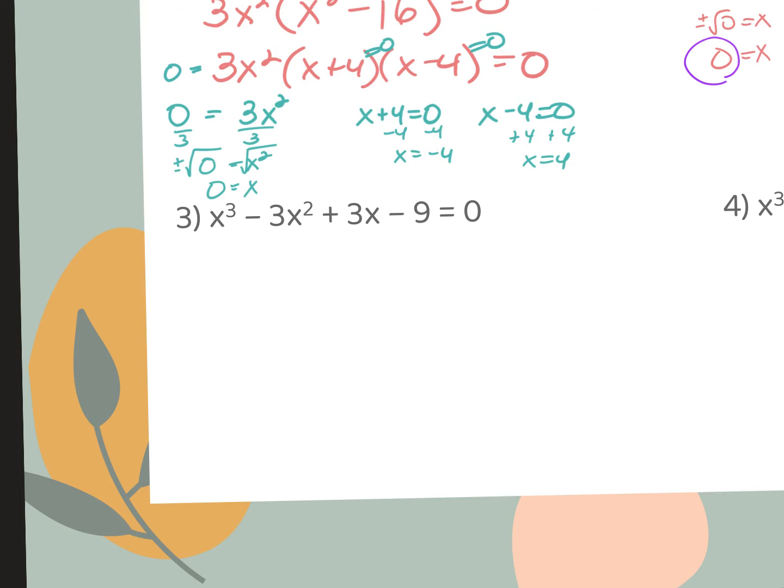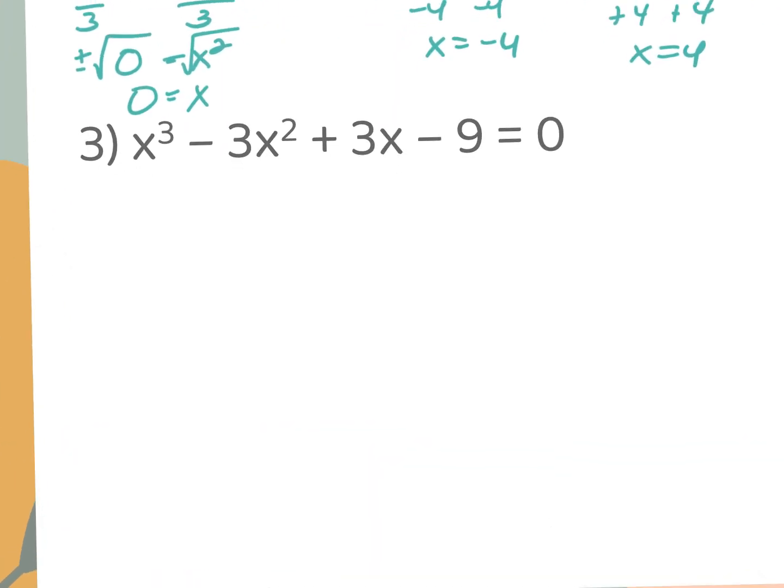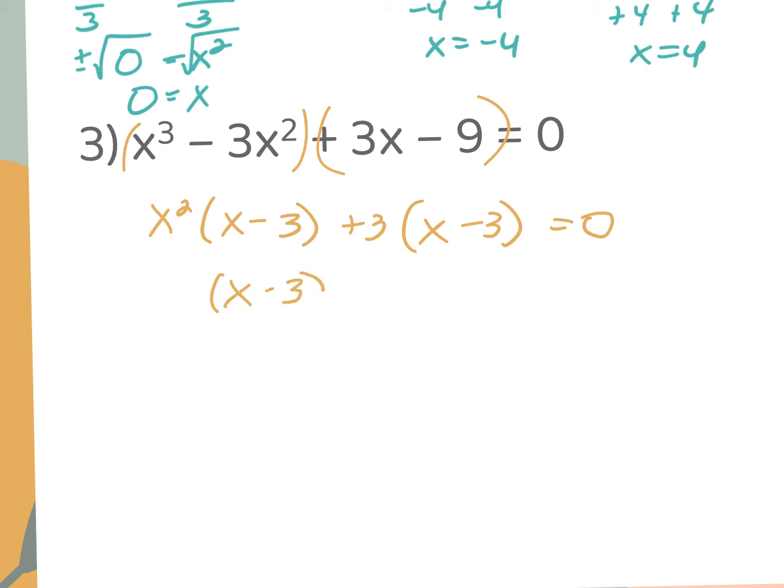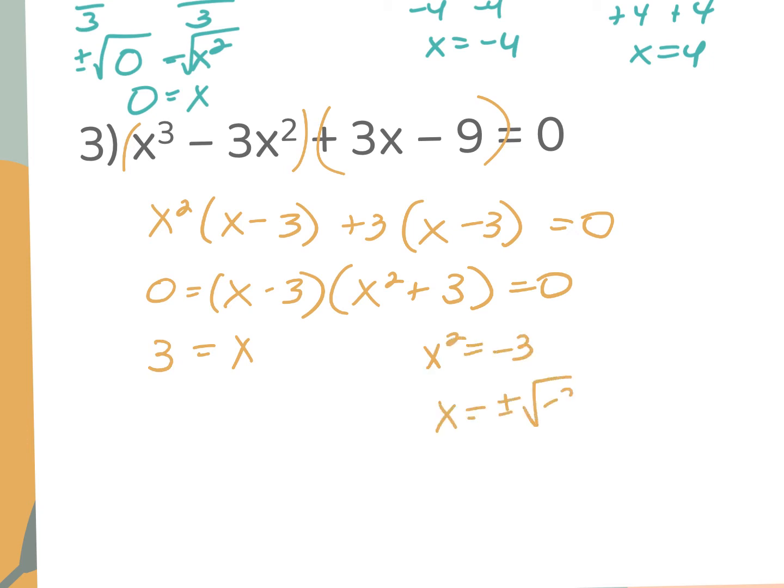Okay, then we look at number 3. First of all, it's already set equal to 0, so that step's done for us. Can I factor this? How? By grouping. So I take out the x squared here, x minus 3. I take out a positive 3, x minus 3. The x minus 3 repeats, and then x squared plus 3 equals 0. Can I factor x squared plus 3? No. So I split and solve, and I get x equals 3. X squared equals negative 3. X equals plus and minus the square root of negative 3, which would be what? Good. Plus and minus i square root 3.